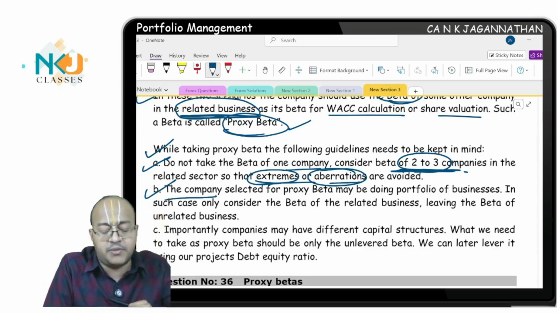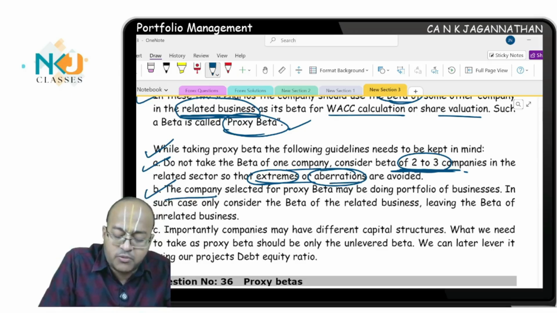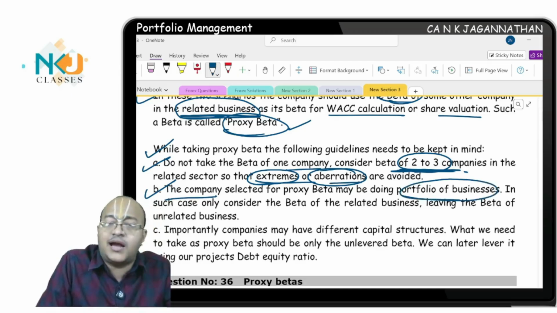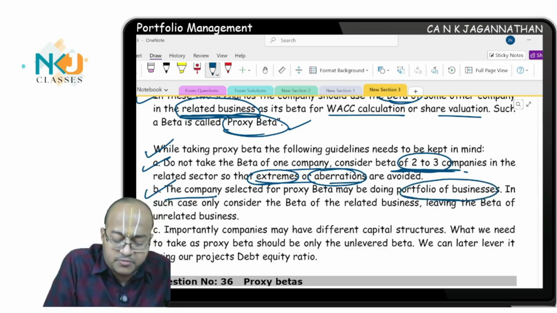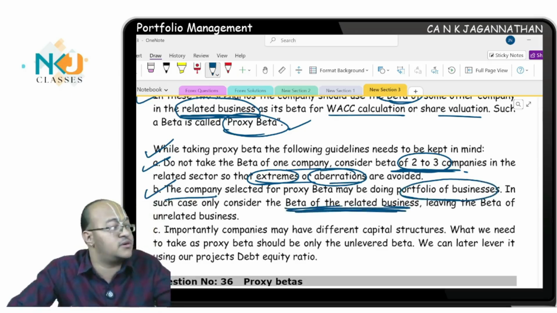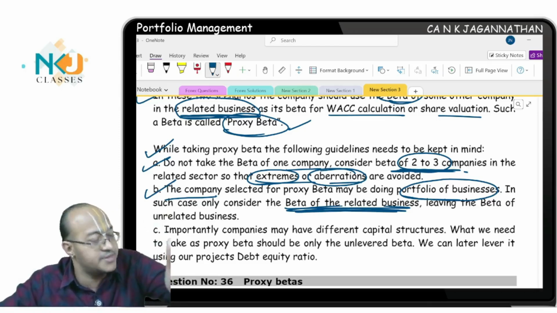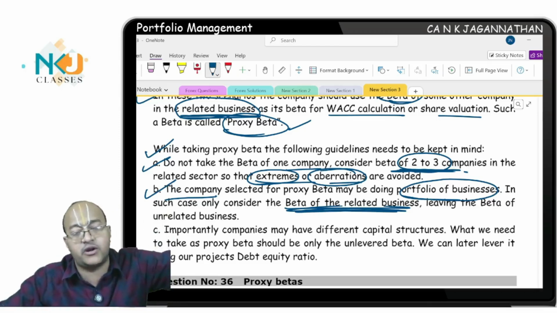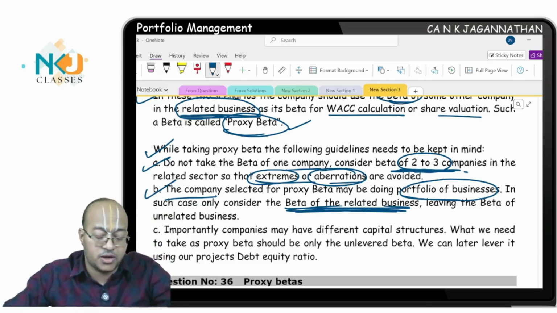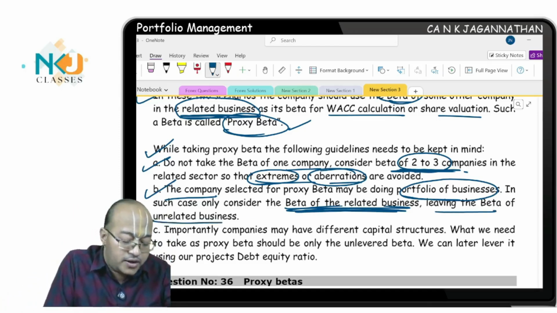Next point: the company selected for the proxy beta may be doing portfolio businesses, and hence you should remove the unrelated business asset beta. In such a case, only consider the beta of the related business. You should consider only the beta of the related business, and this I already covered. I already told that the unrelated beta you should remove, leaving the beta of the unrelated business.